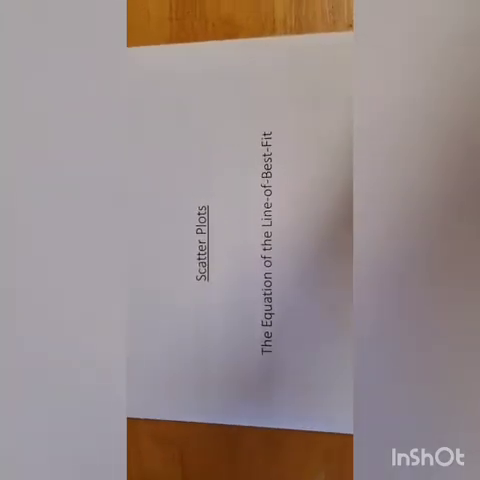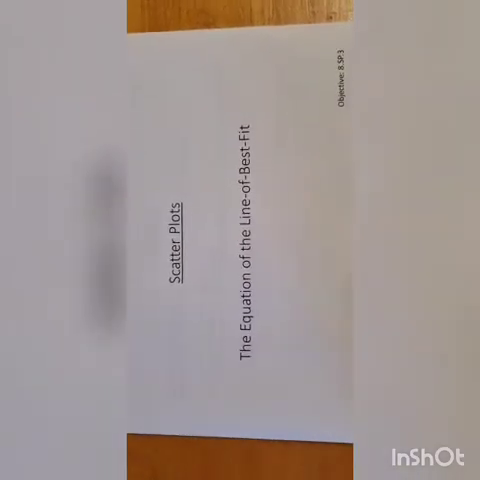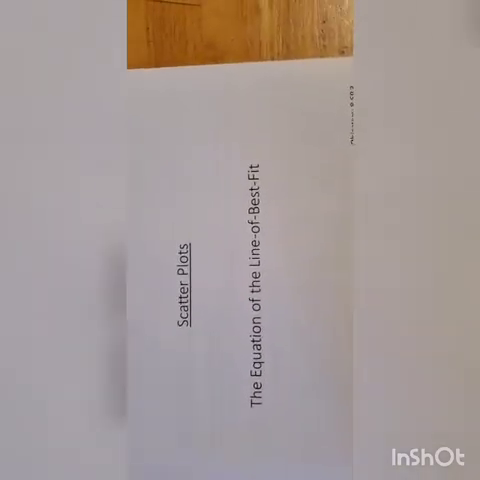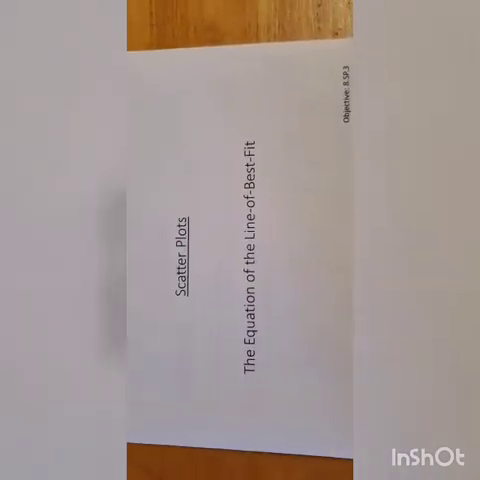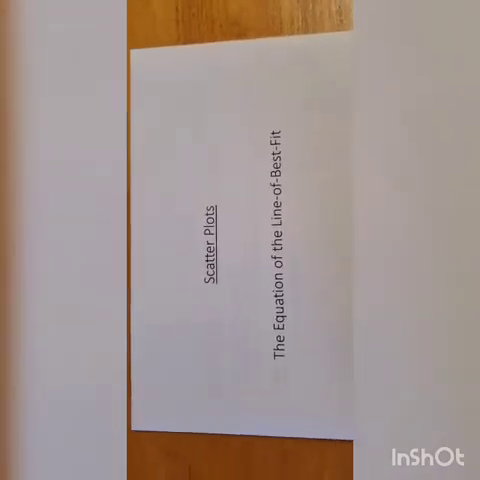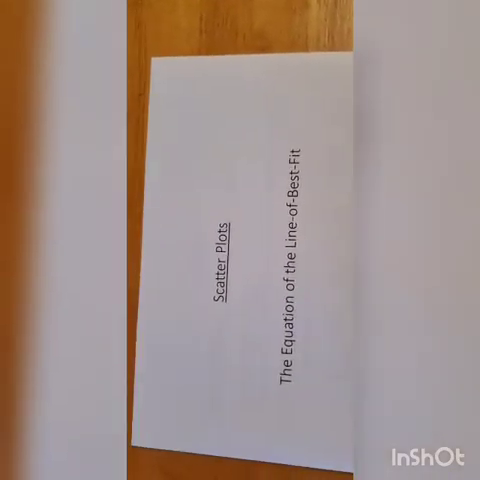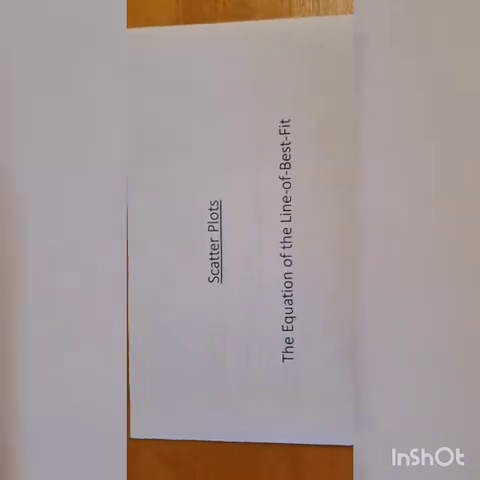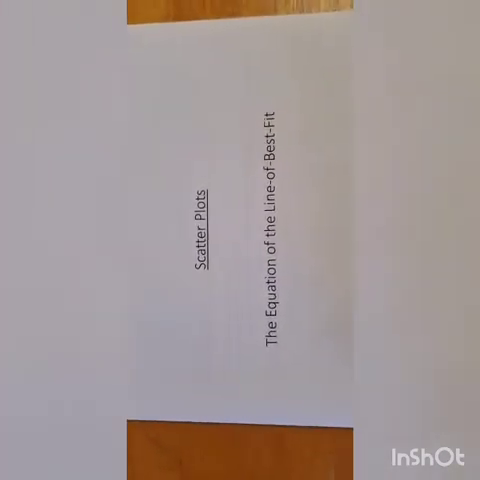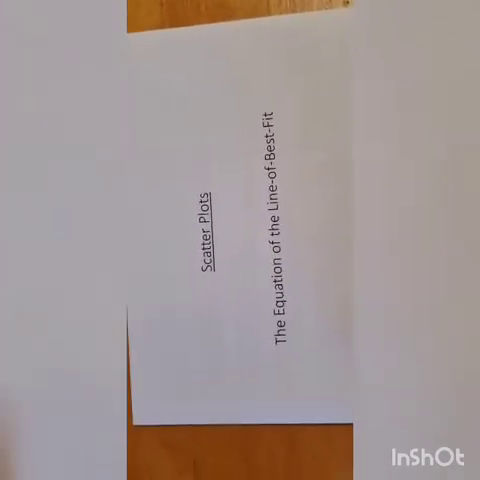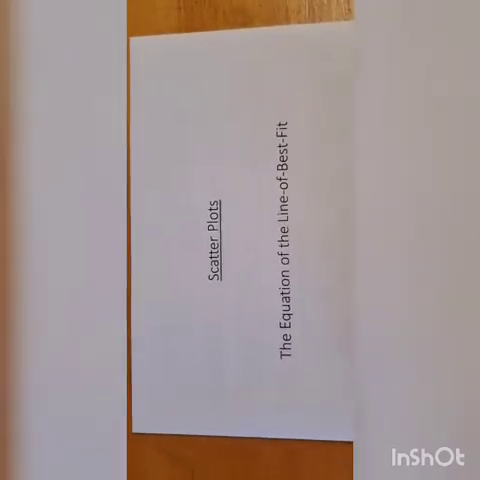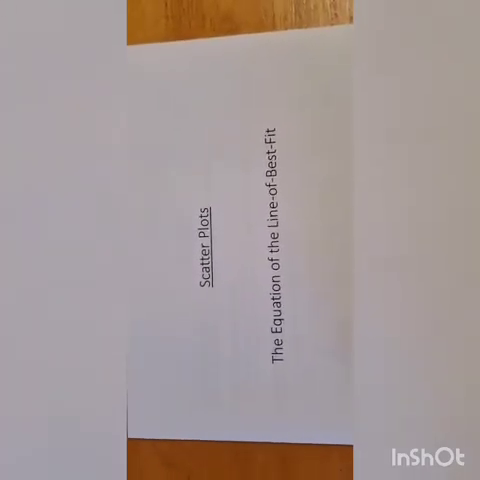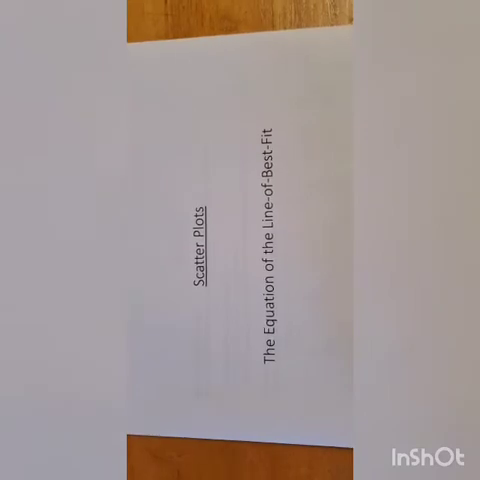This is a video for Scatterplots, Part 3, writing the equation for the line of best fit. We have looked at in the previous videos what a scatterplot is, how to construct one, and how to tell what the association is, if it's positive or negative, strong or weak. We've learned how to draw a line of best fit and use it to make predictions. And so today we are going to learn how to write the equation for that line of best fit.